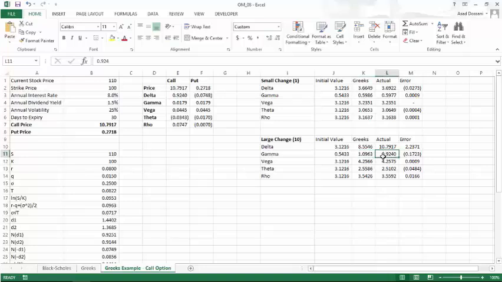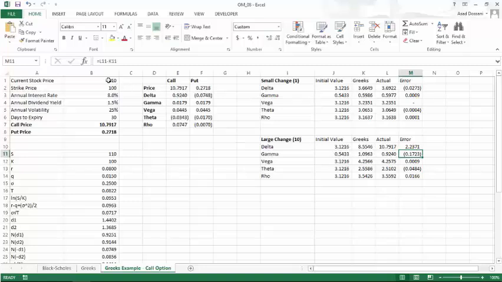The actual delta goes to 0.924, as you can see up here. And this again is a pretty big error, right? This is the error in delta. So that's 17% out of the delta value is wrong. So this is also a big error. Okay, and again, clearly it's not valid for a large change.